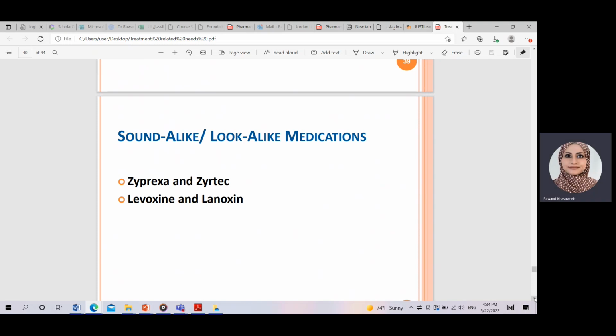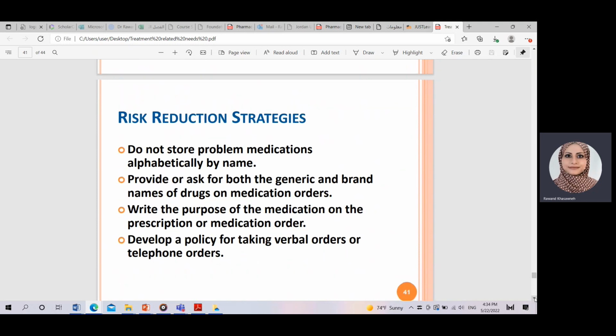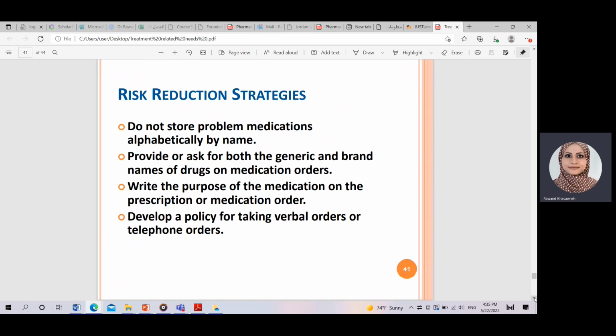Moving to the risk reduction strategies, we can adjust the storage process of different medications, and we can ask the prescriber to provide both the generic and brand names of drugs as a measure of double checking the intended medication. We can also ask the prescriber to write the purpose of the medication on the prescription or the medication order. We can also develop a policy for taking verbal orders or telephone orders, just to make sure that we do not get those sound-alike medications mixed up.